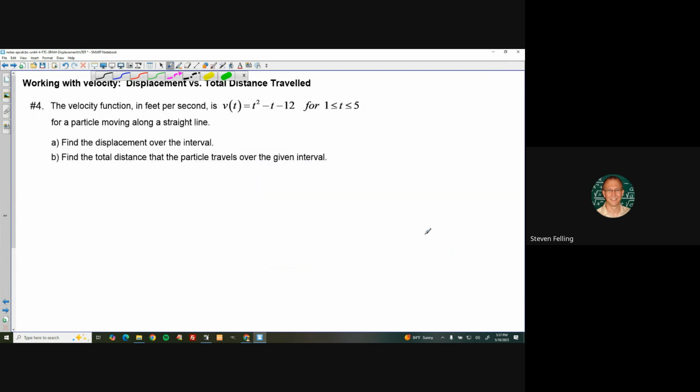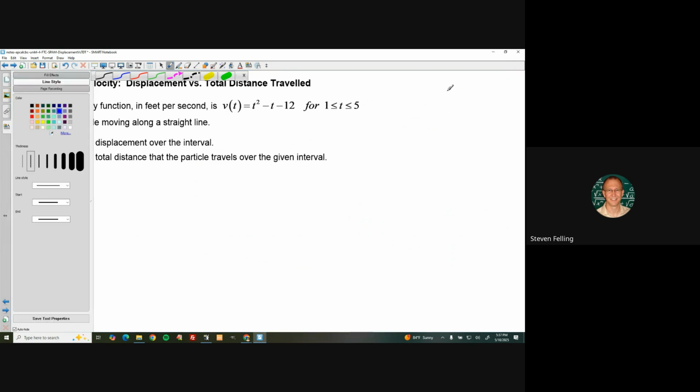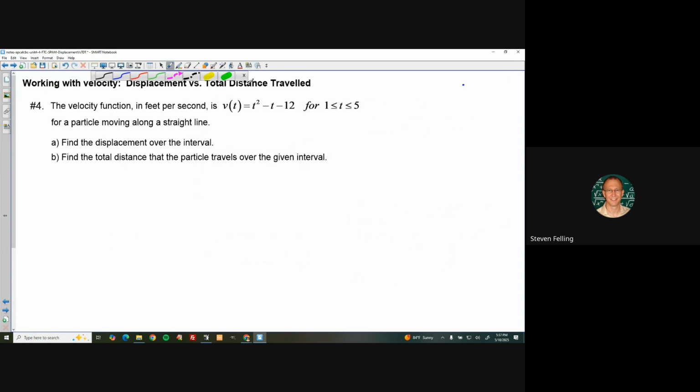Okay, so let's take a look at a couple ways that we can do this with this one. This is the last example for the notes here today. Okay, so a velocity function is given here, defined for t equals 1 to 5. For that interval, find the displacement over the interval and the total distance traveled. Okay, for the displacement, we're simply going to say the displacement is equal to the integral from 1 to 5 of the velocity.